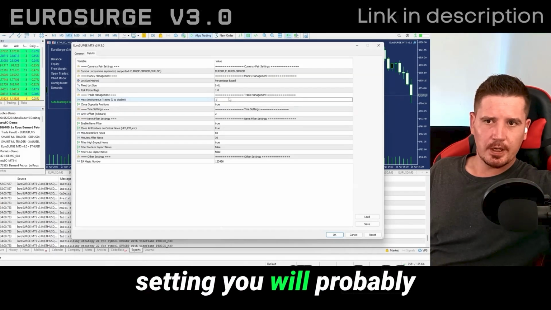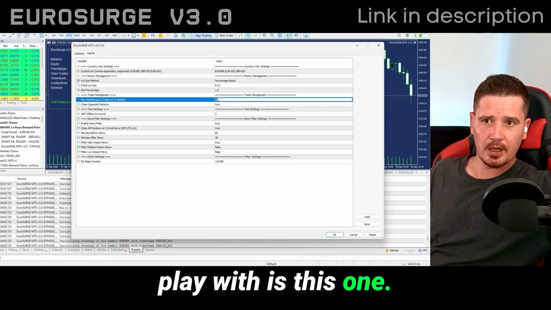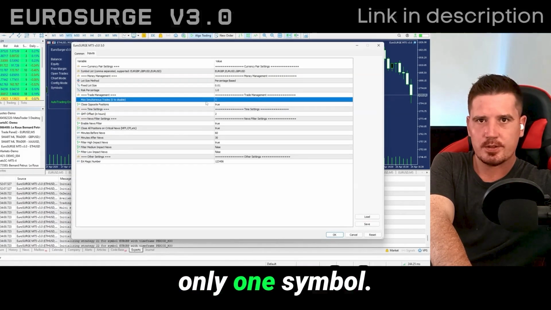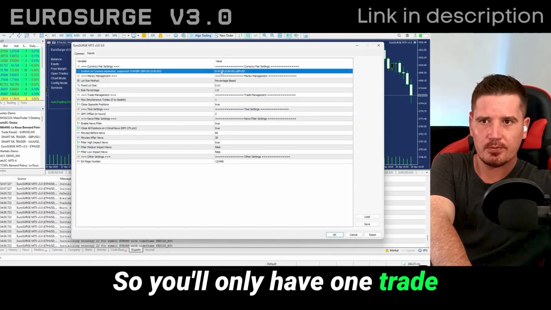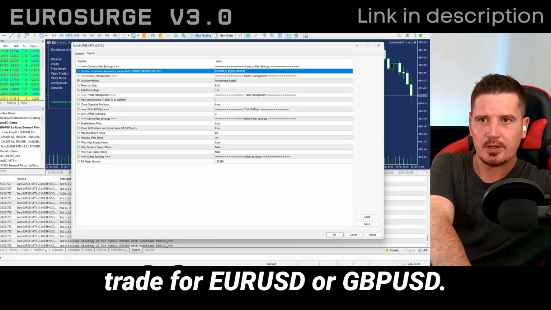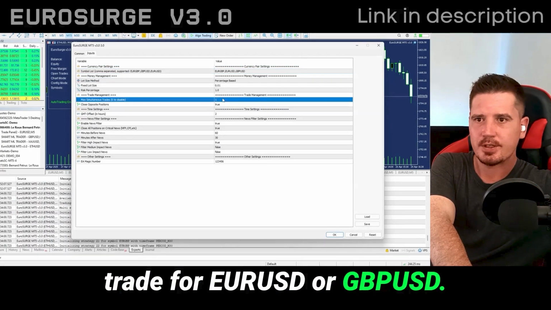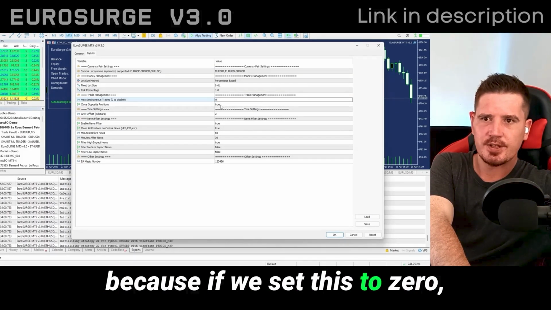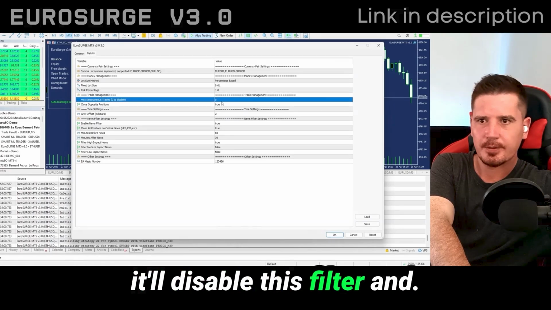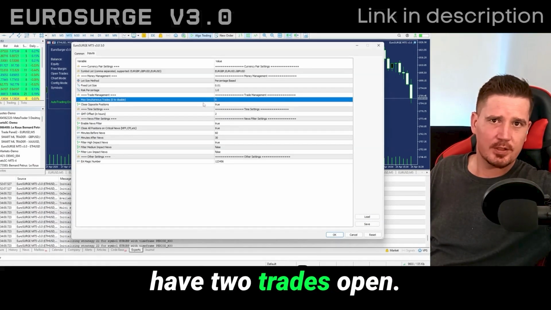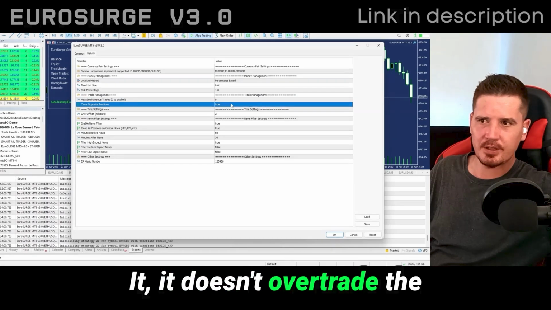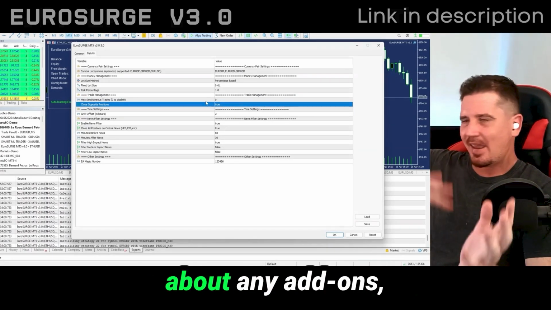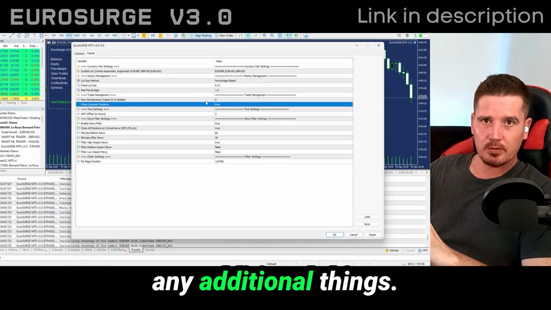Another setting you will probably play with is this one. Max simultaneous trades is default 1. That applies to only one symbol. So you'll only have 1 trade for Euro Pound at a time, 1 trade for EURUSD or GBPUSD. Now, it's not here because it's trying to protect the account, because if we set this to 0, it'll disable this filter and it'll just sometimes have 2 trades open. It doesn't overtrade.